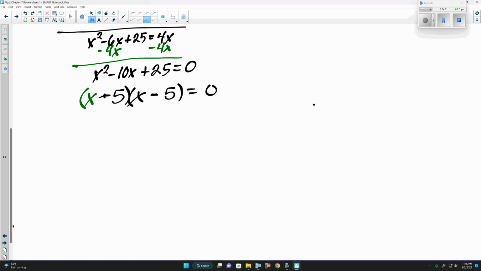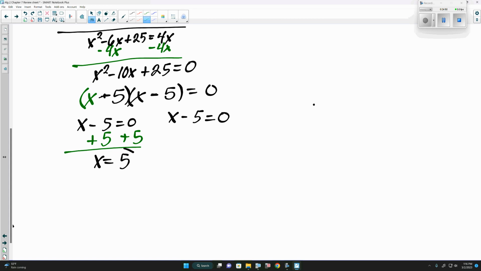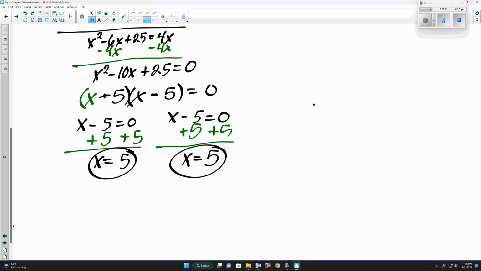And now that we have two things multiplied together to equal 0, one of them must be 0. So we have that x minus 5 is 0, or that x minus 5 is 0. For the one on the left, we would add 5 to both sides, telling us x is equal to 5. For the one on the right, we would add 5 to both sides, telling us x is equal to 5. So those are our two solutions. And our restrictions, if we had listed them, were 4 and 3. They're not there. So our solution is 5.